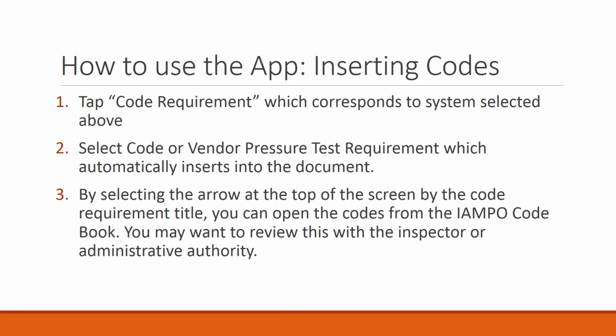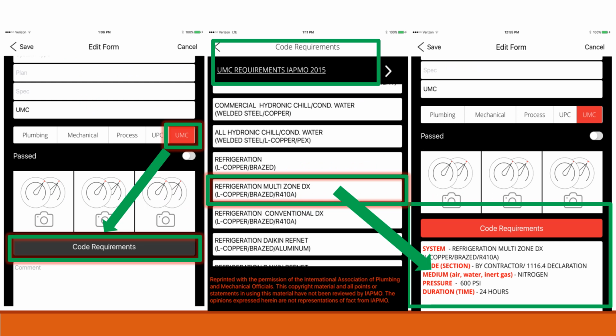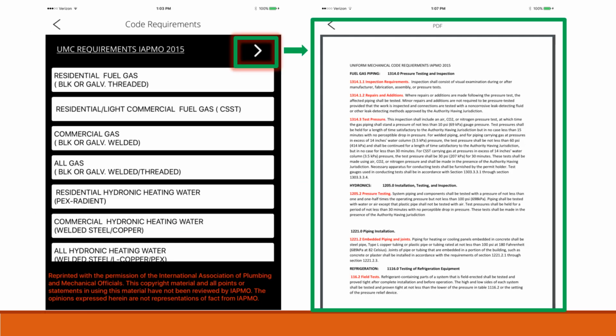Photos will not duplicate. Inserting codes. Tap Code Requirement, which corresponds to the system selected above. Select code or vendor pressure test requirement, which automatically inserts into the document. By selecting the arrow at the top of the screen by the code requirement title, you can open the codes from the IAPMO codebook. You may want to review this with the inspector or administrative authority.